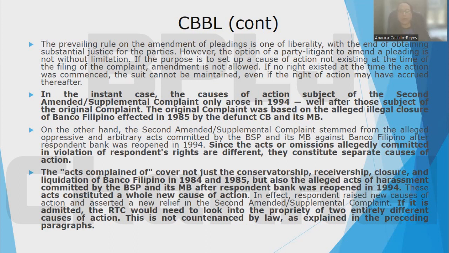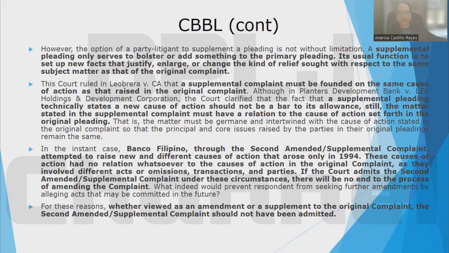The acts complained of cover not just the conservatorship, receivership, closure, and liquidation of Banco Filipino, but also the alleged acts of harassment committed by the BSP after the respondent bank was reopened in 1994. These acts constituted a whole new cause of action. If it is admitted, the RTC would need to look into the propriety of two entirely different causes of action. This is not allowed by law as explained in the preceding paragraphs.